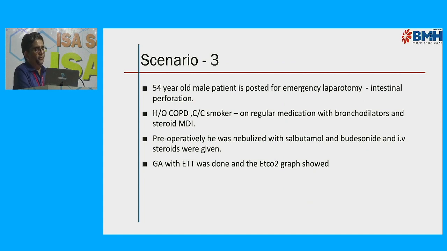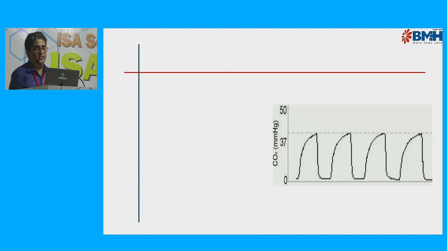Now another scenario: a 54-year-old male patient is posted for emergency laparotomy for intestinal perforation. He is a COPD patient, a chronic smoker on regular medication with bronchodilators and steroid inhalers. Preoperatively, he was nebulized with salbutamol and budesonide, and IV steroids were given. Intubation with an endotracheal tube was done, and the ETCO2 graph showed like this.